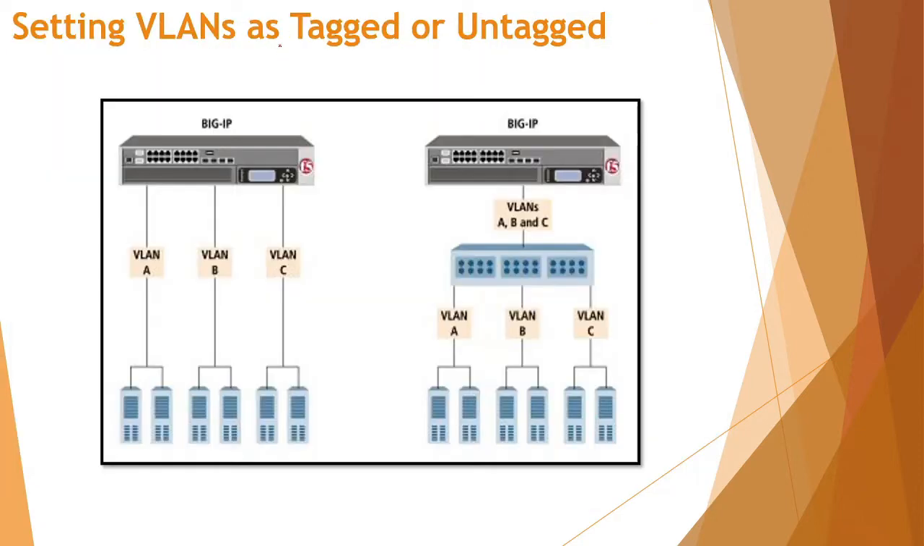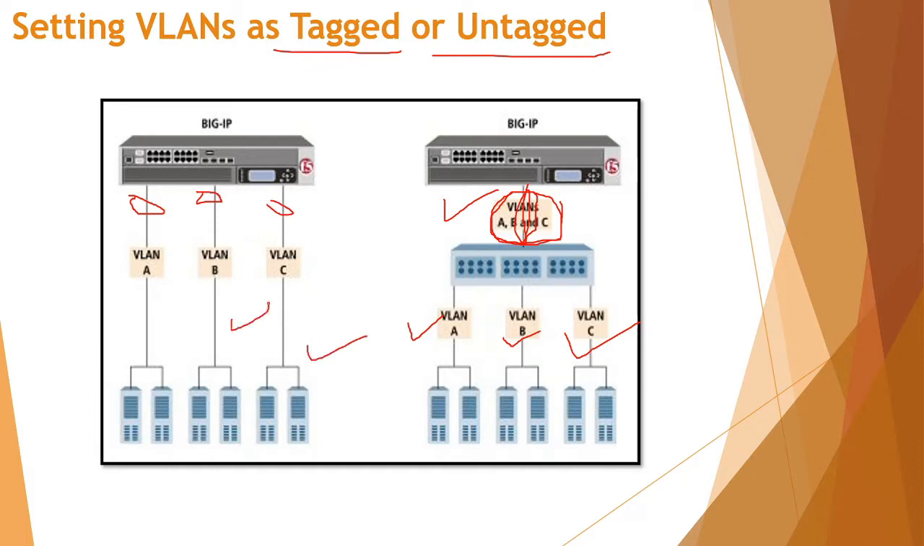So how would you decide whether you need to tag or untag the VLAN? Let's suppose you have multiple servers on different VLANs and you have a single link going to your core switch. Then you need to tag all the traffic; you need to tag all the VLANs on the BIG-IP. Similarly, if you would like to make a separate link on F5 for each VLAN, then you need to create a separate link with untagged traffic. So I hope you understand how to decide between tag and untag.